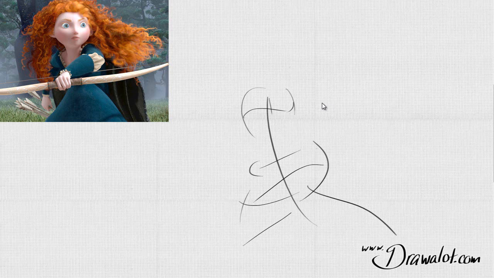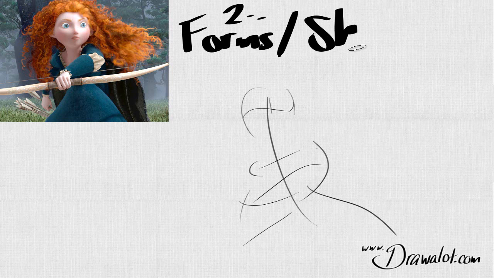Okay, in this next step, we're going to do the basic forms or shapes. So this is number 2, forms or shapes. If you don't know the difference between forms and shapes, a shape would be like a square. A form would be like a cube. So a form has volume, it has mass, whereas a shape is just a very flat, basic geometric shape. So we're going to use both.